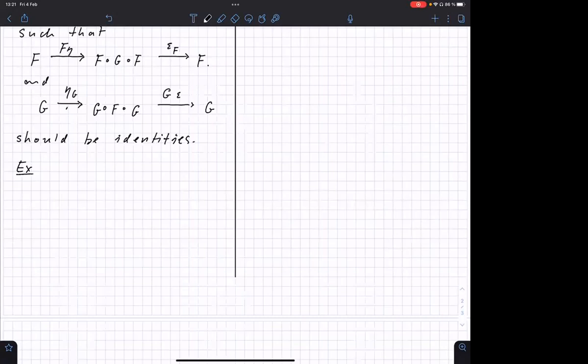So suppose R and S are rings. All my rings are always assumed to be unital. We can look at R and S modules, the categories of R and S modules.